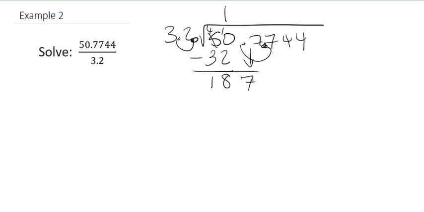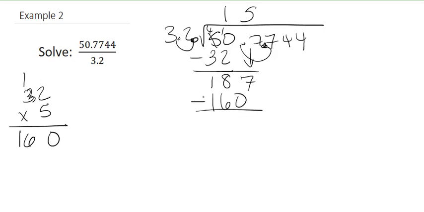Now we're going to carry the 7 down. So we're going to estimate 32 times 5 to see what this is. So 2 times 5 is 10. Carry the 1. 3 times 5 is 15 plus 1, which is 16. So 32 times 5 equals 160. So let's do this subtraction problem, which we get 27 from this. Then we also have to bring down the next 7. And now 32 goes into 277 how many times?